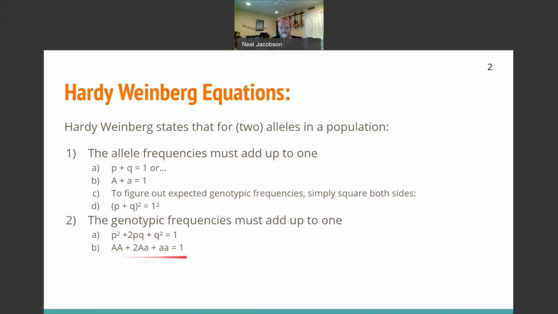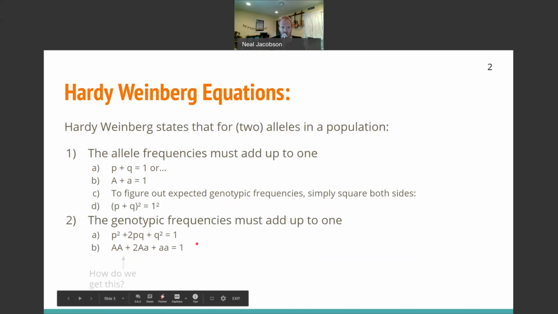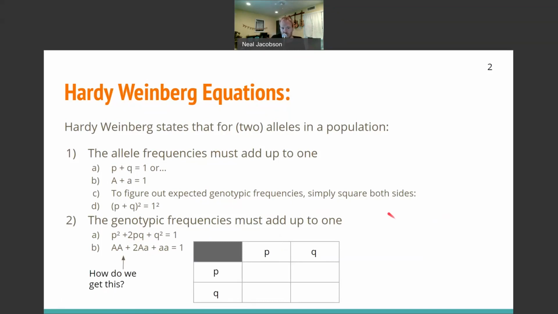And that's the same equation as p squared plus 2pq plus q squared. So the question is, how do we get these formulas? Okay, so there's a couple of different ways we could do it. We could do it by the FOIL method, which you guys are all familiar with, hopefully. Or we could put it into a Punnett square.